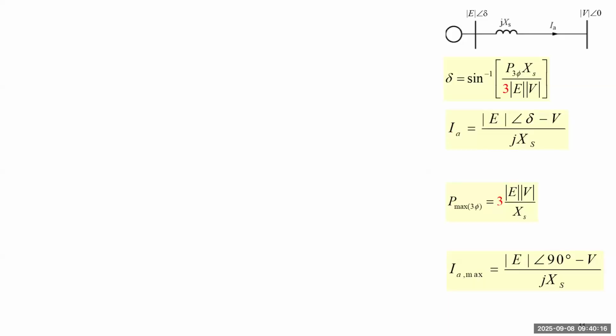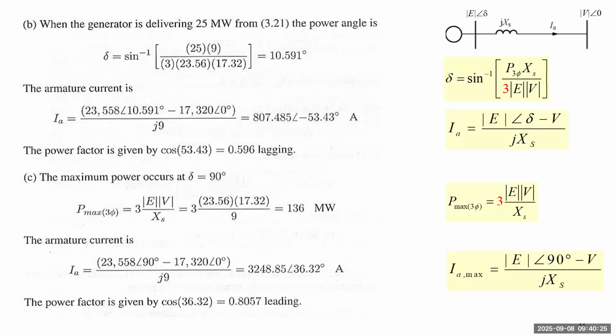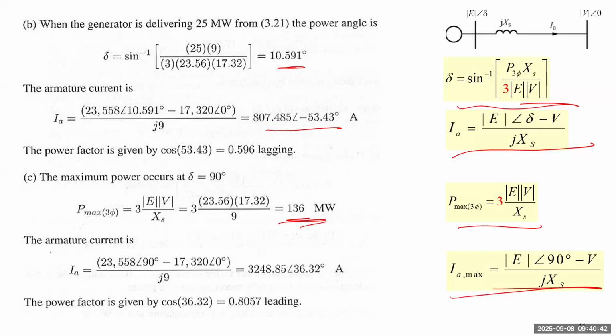Just continue. Basically, use those formulas in sequence to get all the answers required for questions B and C. For B, we use this formula so you can calculate the delta angle. And then from here, we calculate the current. And this one tells you the maximal power; this is just to calculate, for the maximum power, what the current will be.